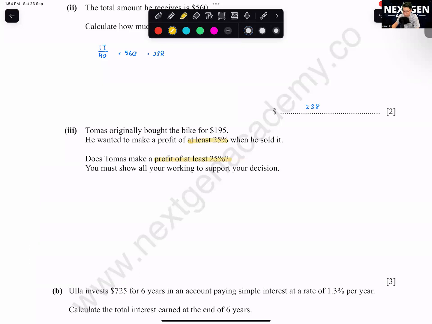What is the percentage that he profited? To find it, you take how much he sold for minus the cost price, over the cost price, then times 100%. He only got a profit of 22.05%, which is less than 25%. So we can say, therefore, no, he did not.